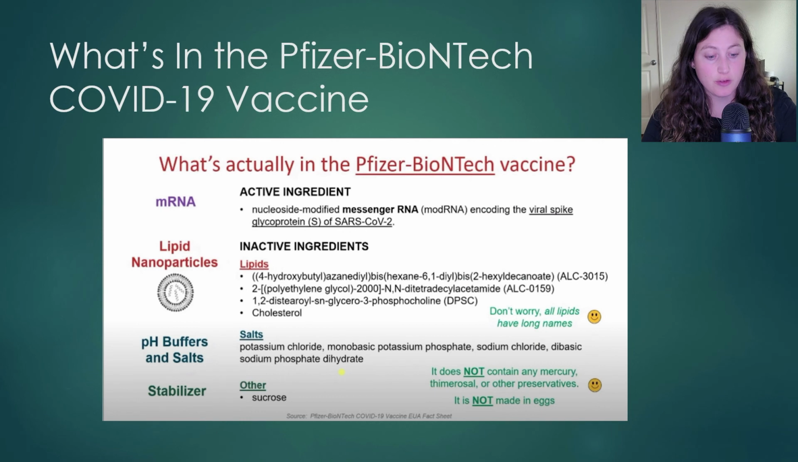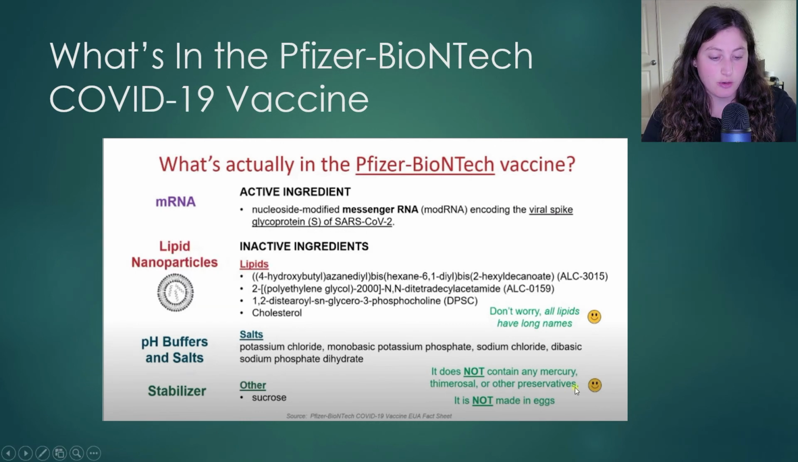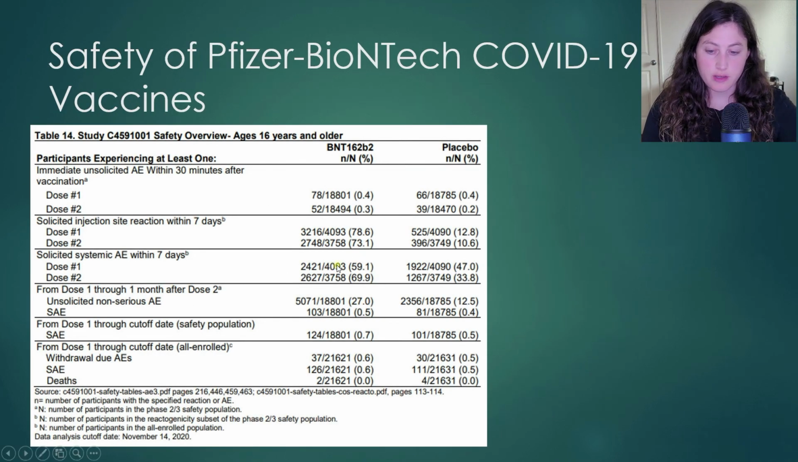But that's a debate for a different day. Vaccines do not cause autism. This vaccine doesn't contain any of those ingredients. It didn't need any of these. Now that we know what's in the vaccine, we're going to talk about the Pfizer-BioNTech safety and efficacy. So we're going to go over a couple of different things. First, we're going to talk about the safety.